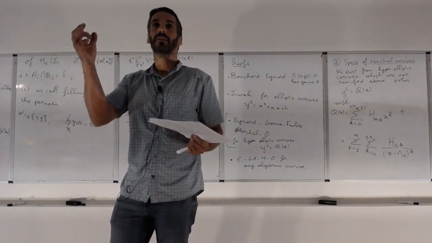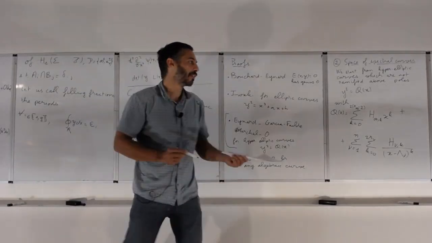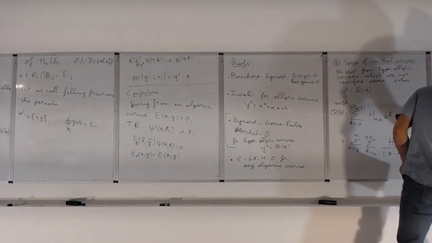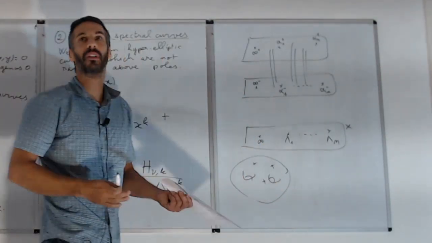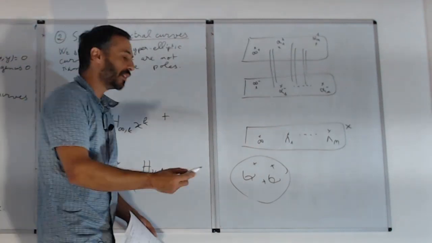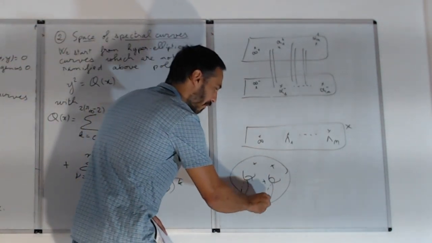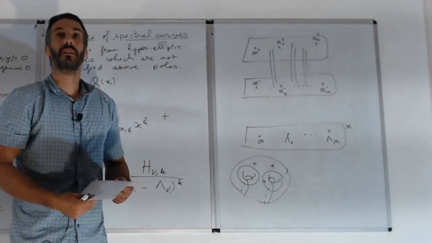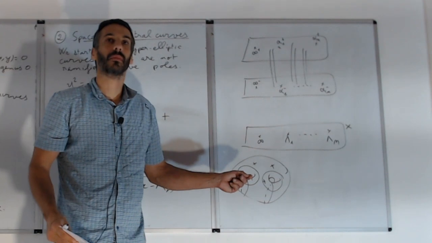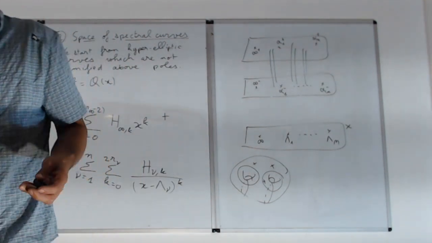If you would have, so let me draw it. I've got my curve here. I've got a bunch of poles here. What I need is just a basis of this type. Right. Which means that also the A's don't intersect and the B's don't intersect among themselves.